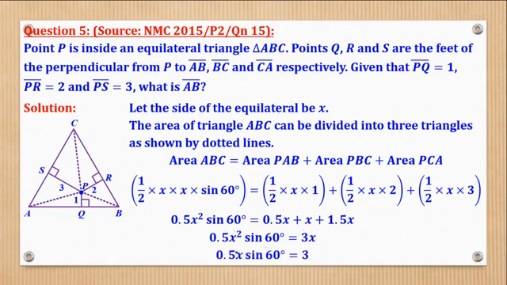Now I can make x the subject by dividing both sides by 0.5 sine 60. And when I press the calculator to give me this, if I have it, but for you I expect you to get this. And that's what they wanted.